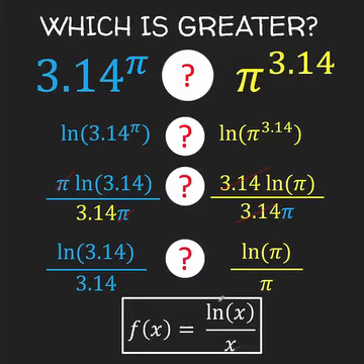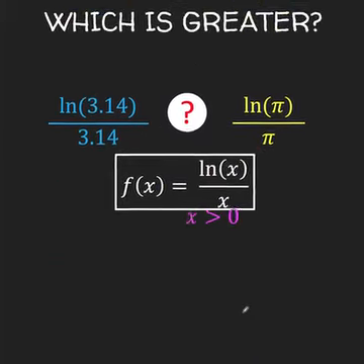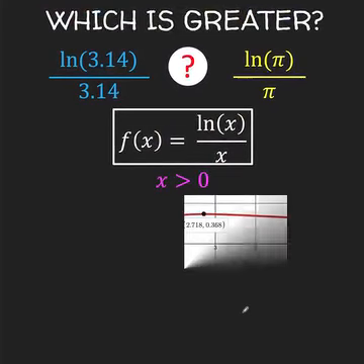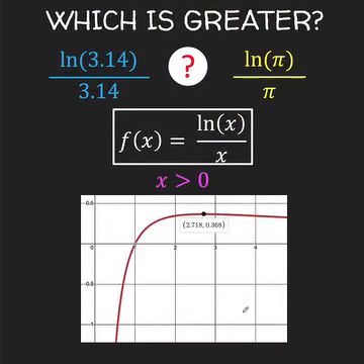And in order for us to decide which between this blue expression or this yellow expression is greater, we need to investigate this function. And we need to note that x here cannot be 0, and x must be positive because the natural logarithm is not defined for a negative input. So let's put that condition that x must be greater than 0. So let's visualize this function, f of x equals ln of x over x.